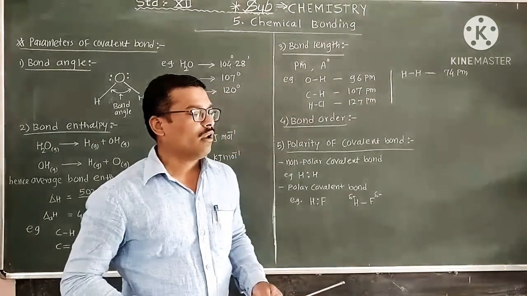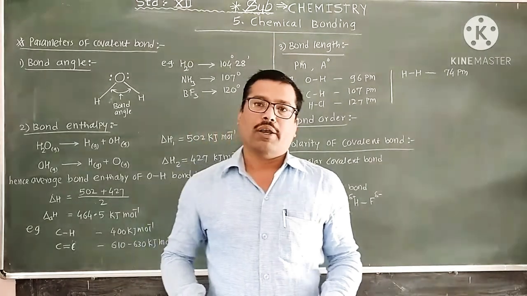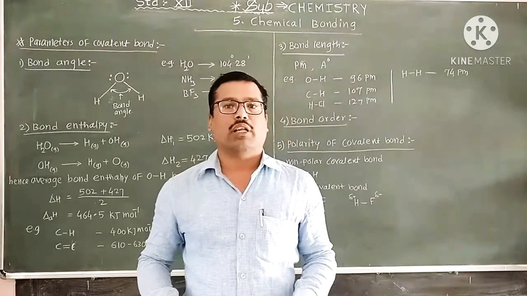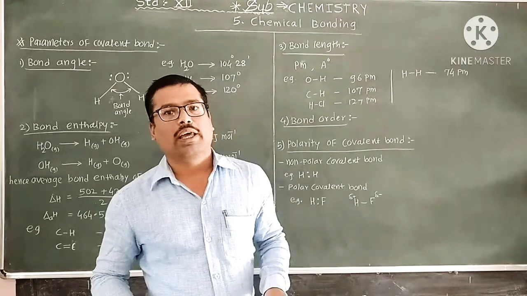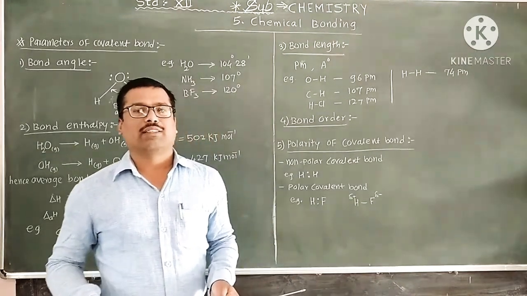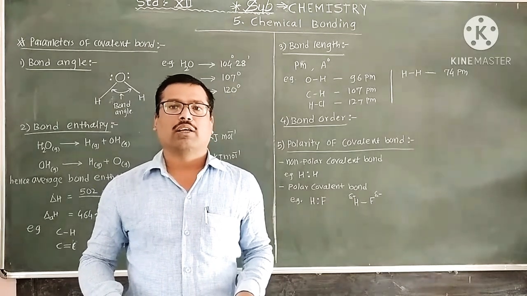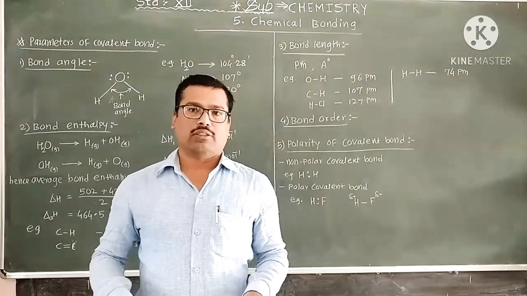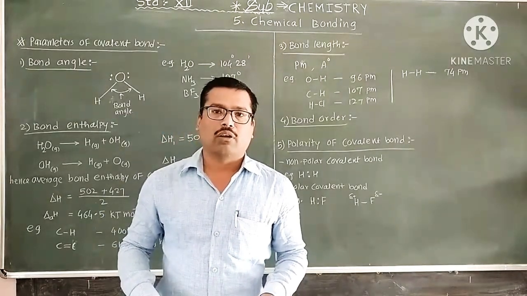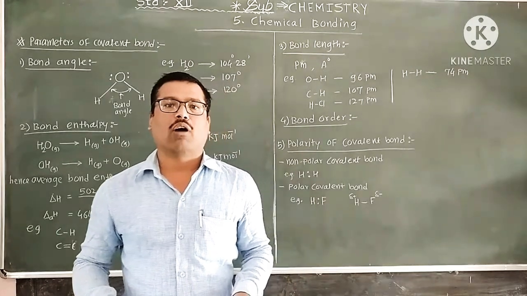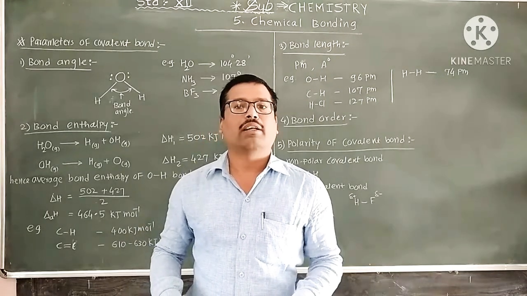Bond order is equal to the number of bonds between two atoms in a molecule. The number of bonds between the atoms in a molecule is equal to the bond order. Suppose we are taking two bonds, then the bond order is also 2. Isoelectronic molecules and ions have identical bond orders.